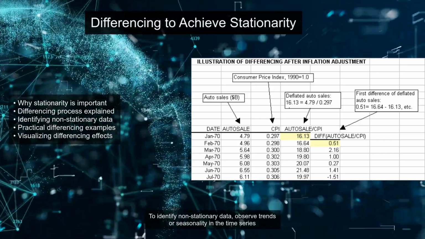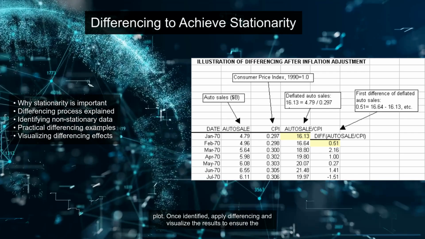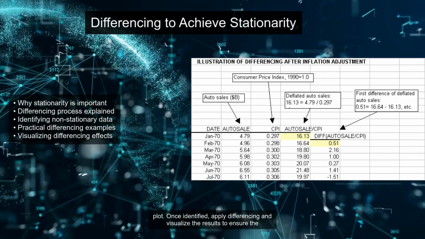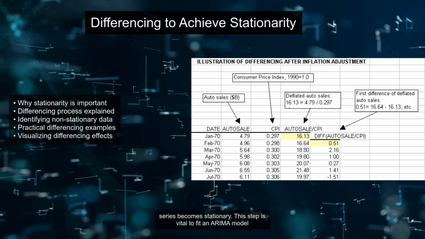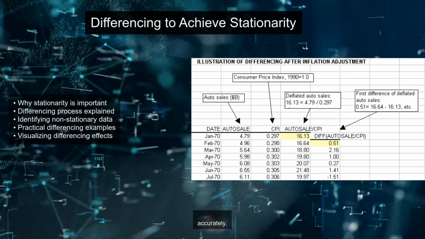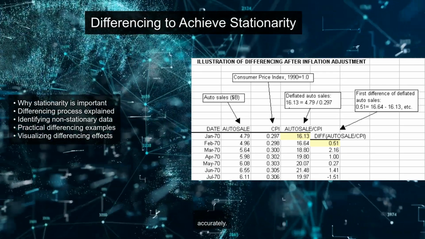To identify non-stationary data, observe trends or seasonality in the time series plot. Once identified, apply differencing and visualize the results to ensure the series becomes stationary. This step is vital to fit an ARIMA model accurately.